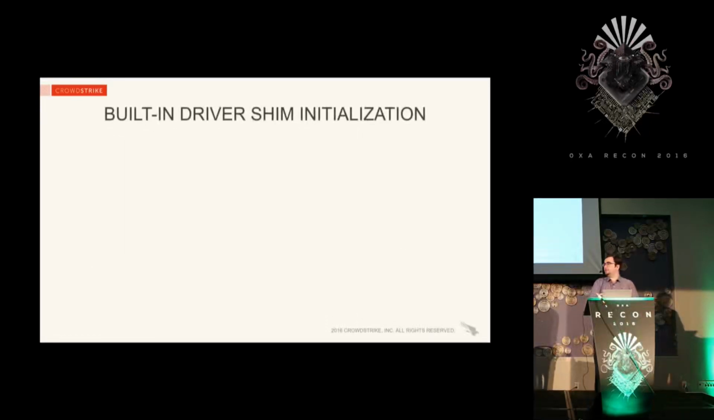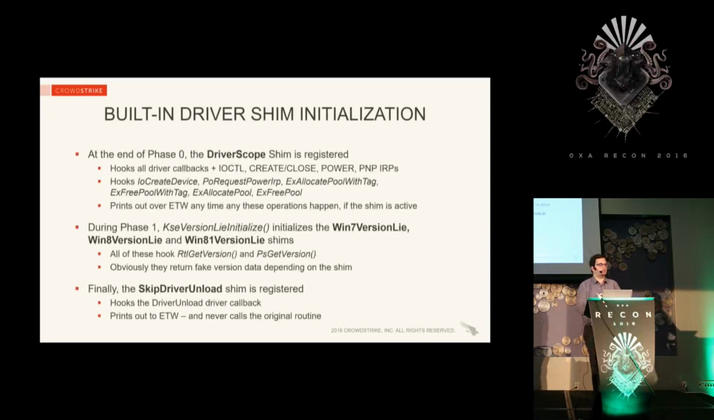The other stuff this does then is driver shimming. And there are some built-in driver shims that you have as soon as KC initializes. One of them is called driver scope. Driver scope is a built-in shim, and it hooks all driver callbacks. It hooks ioctls. It hooks create and close IRPs. It hooks power IRPs, and it hooks plug and play IRPs. It then hooks IoCreateDevice, PoRequestPowerIrp, ExAllocatePool, ExFreePool.